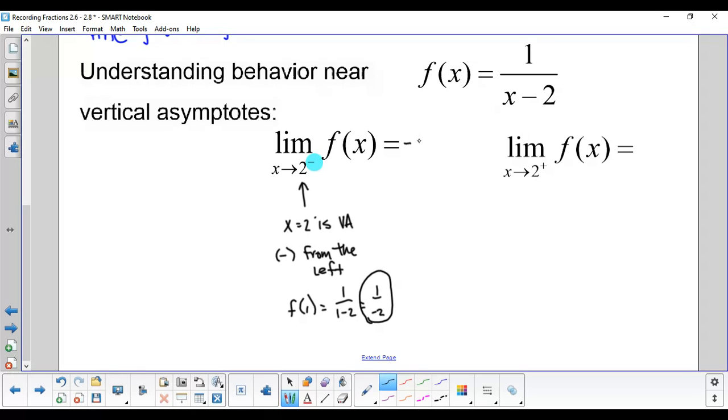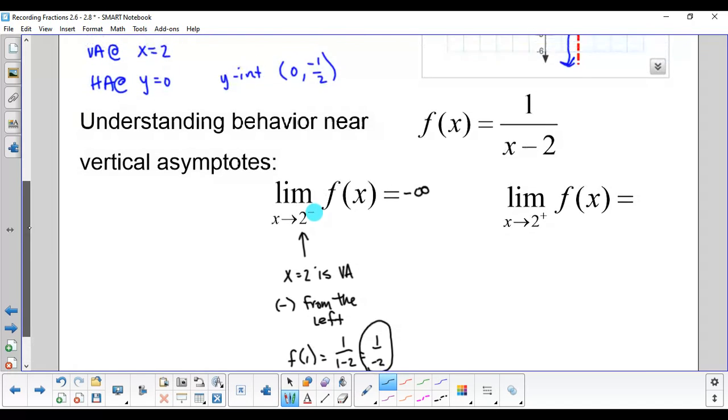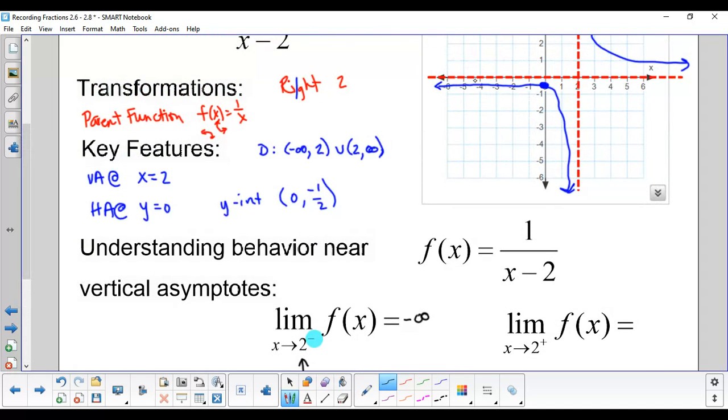So I would say that as x approaches 2 from the left-hand side, my graph is going to continue to get closer and closer to negative infinity, or it's going to approach y values that are progressively smaller and smaller. Notice that if I'm tracing this, I see that my y values keep going smaller and smaller and smaller. Plugging in that number allowed us to see that.